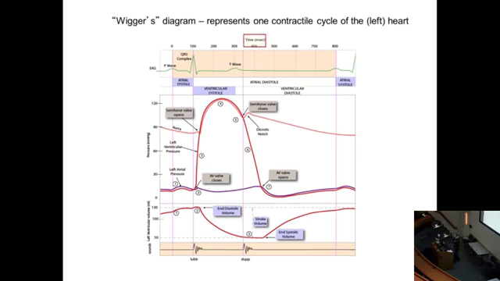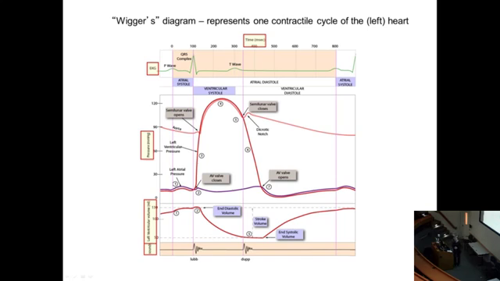So we have time on the x-axis, okay? And on the y-axis, we have a variety of measurements that are all done at the same time and that all correlate with one another that give you an idea of what's going on with the heart during this time, okay? We have pressures for aorta, the left ventricle, and the left atrium.